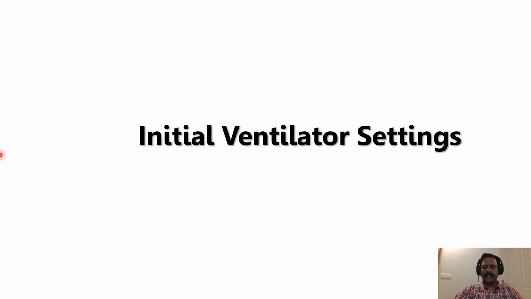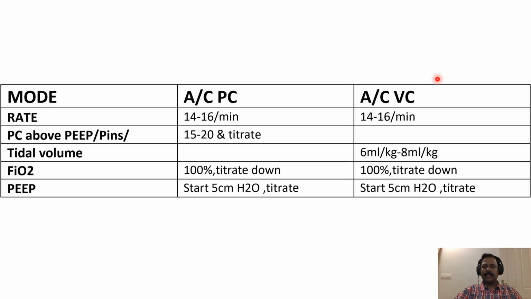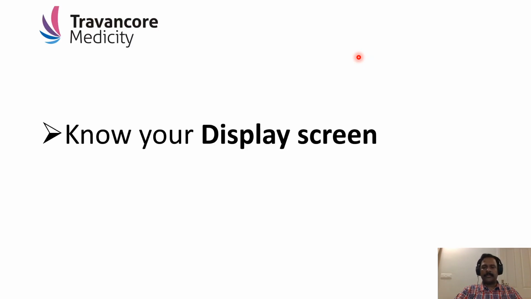So what are the initial ventilator settings? I'm not going into detail. Last class we discussed the AC/VC mode. So a rate of 15, tidal volume of 6 to 8 ml per kg. Start with an FiO2 of 100. You can titrate according to the situation. PEEP, start with 5 and most of the time you have to increase it.